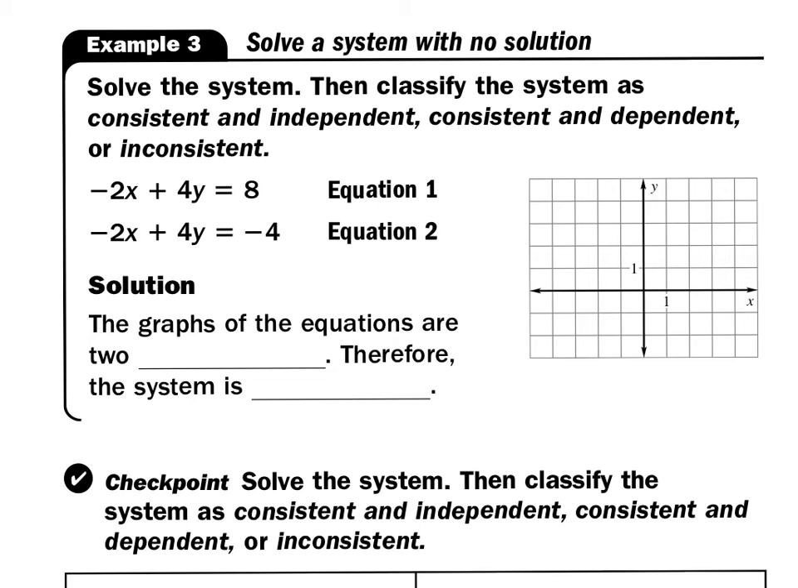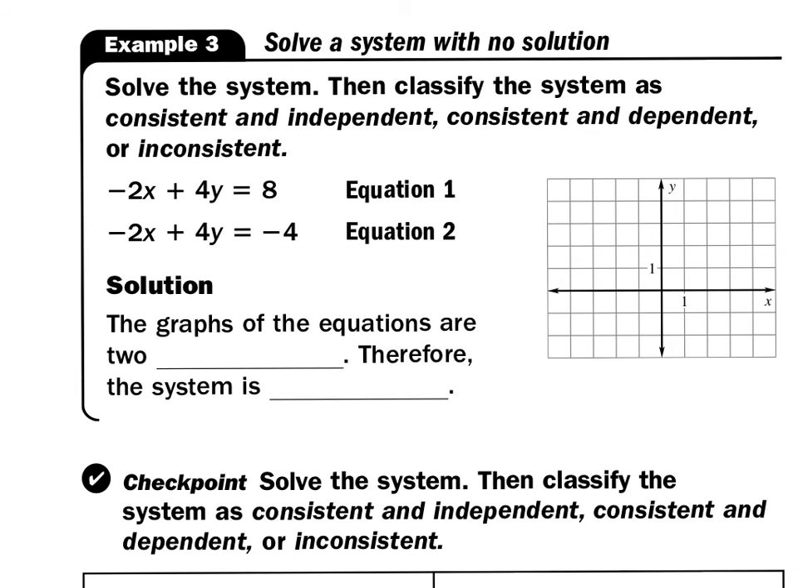Okay, solve a system with no solutions. All right, on equation 1, do you see that we can divide it by 2? So let's do that. -x plus 2y equals 4. I'm going to divide the bottom by 2, so -x plus 2y equals -2. So if I put in a 0 for x on the first equation, I get 2 out for y. If I put in a 0 for y, I get a -4 out for x. And then that would be the first line.